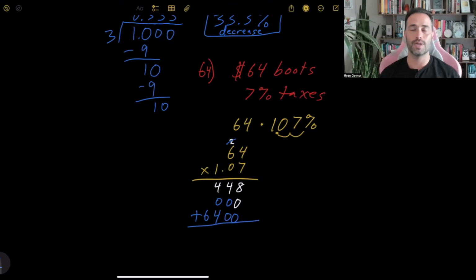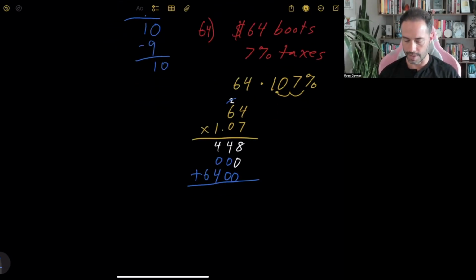Now remember, we know that our answer has to be more than $64 because we're paying $64 for the boots plus taxes, so it's got to be more. So the reason I'm saying that out loud is to remind myself, because if I accidentally made a mistake and I write down an answer that's less than $64, I will know that it's wrong.